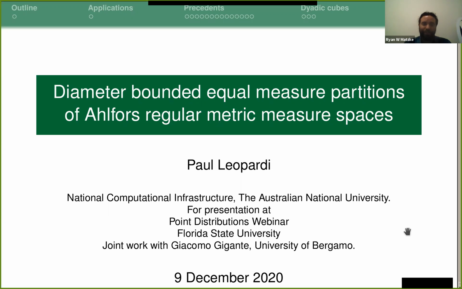Today we have speaking Paul Leopardi from the Australian National University, talking about diameter bounded equal measure partitions of Ahlfors regular metric measure spaces. G'day from Australia. I've got my slides up. You can't see my pretty face just yet. I'll probably switch that at some point. This is joint work with Giacomo Gigante of the University of Bergamo.